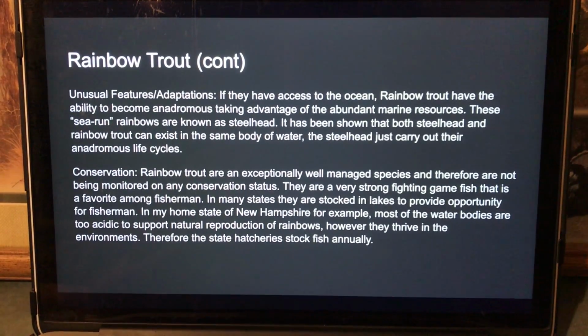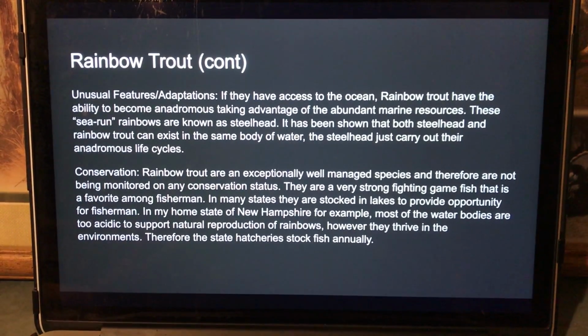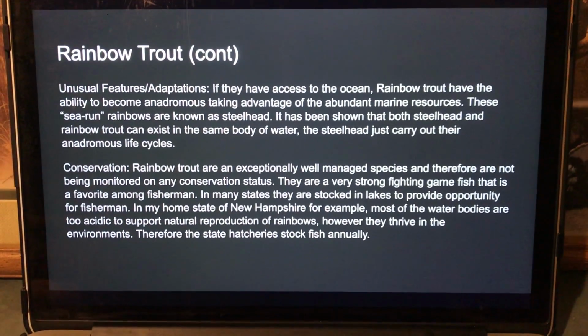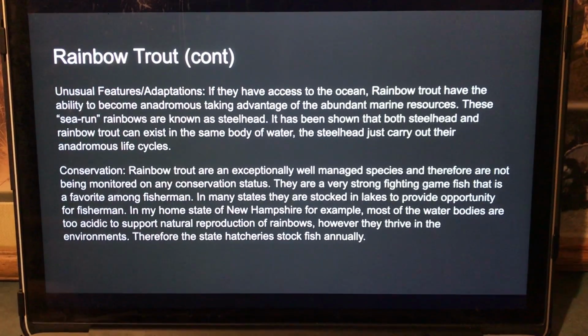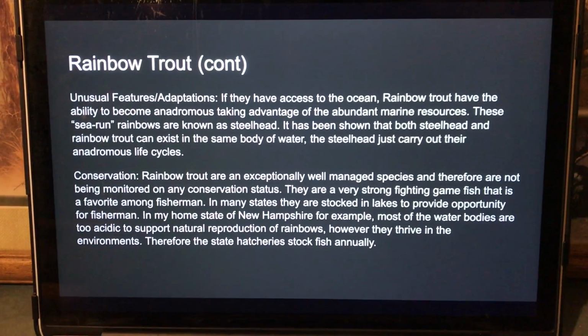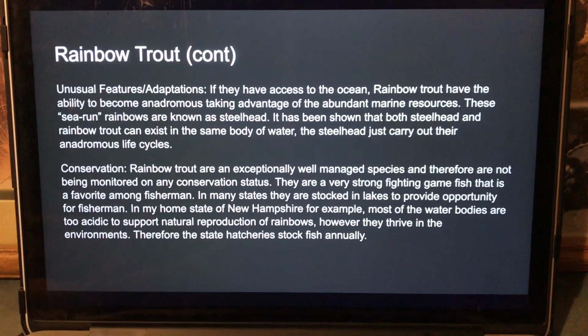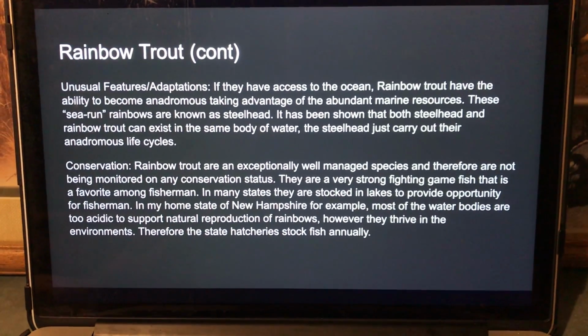So some conservation, rainbows are exceptionally well managed and therefore not being monitored on any conservation status. And they're a very strong fighting game fish that is a favorite among fishermen, myself included. And in many states, they're stocked in lakes and ponds to provide opportunities for fishermen.